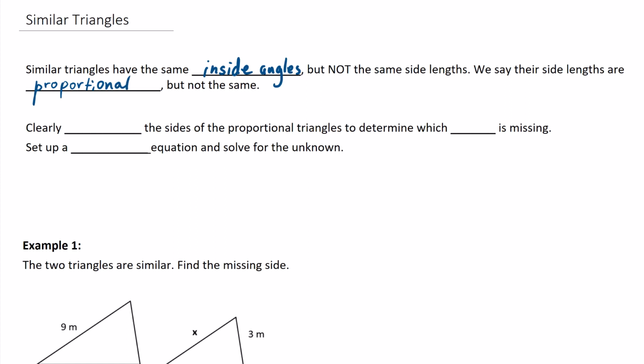Clearly label the sides of the proportional triangles to determine which side is missing. Set up a proportional equation and solve for the unknown.